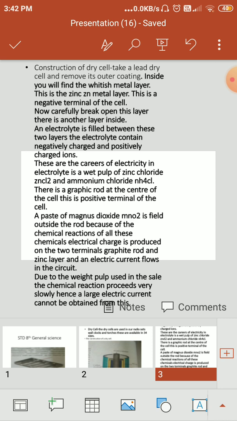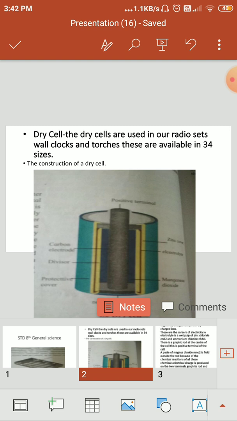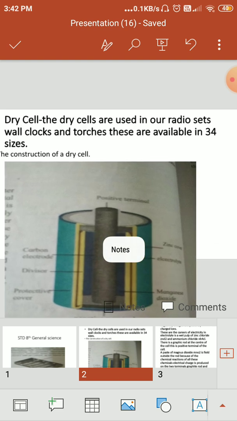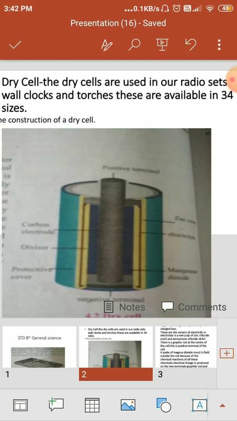Now carefully break open this layer. There is another layer inside. An electrolyte is filled between these two layers. The electrolyte contains negatively charged and positively charged ions. Look at the diagram also. These ions are the carriers of electricity. The electrolyte is a wet pulp of zinc chloride and ammonium chloride.